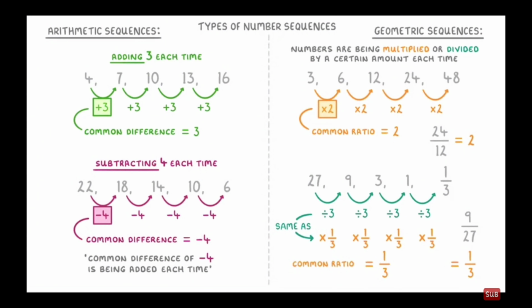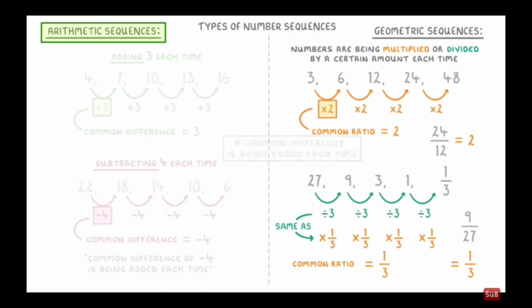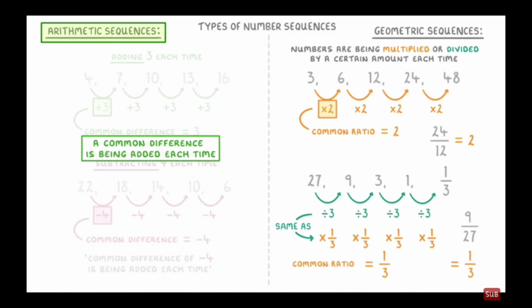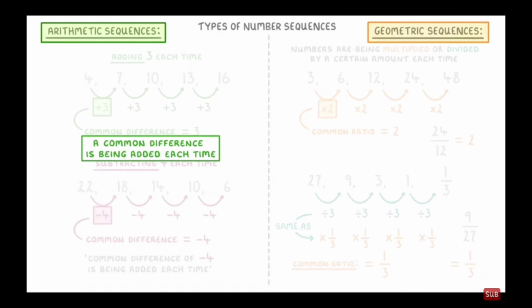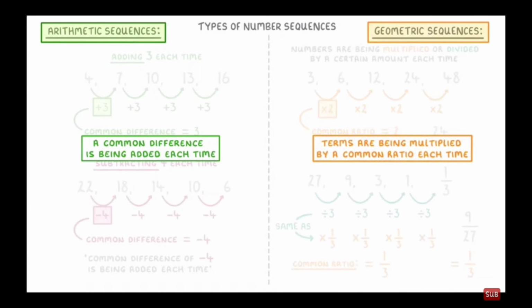To quickly sum up this video, there are two main types of sequences. Arithmetic sequences, where a common difference is being added each time, and geometric sequences, where the terms are being multiplied by a common ratio each time.